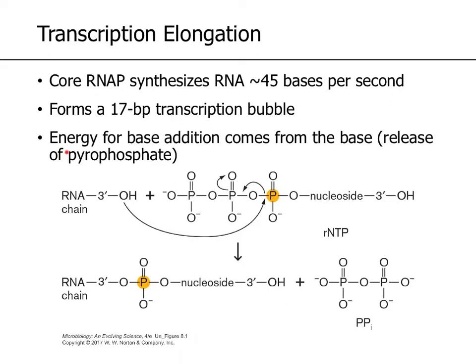As always, when you're creating bonds, you usually require some kind of energy. In this case, the energy actually comes from the base itself. If this is the growing RNA chain, you are going to add it to this phosphate here, and so the release of this molecule, the pyrophosphate, is the energy that is used in creating these bonds.